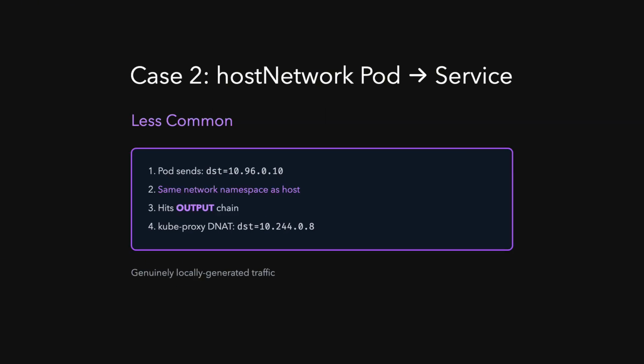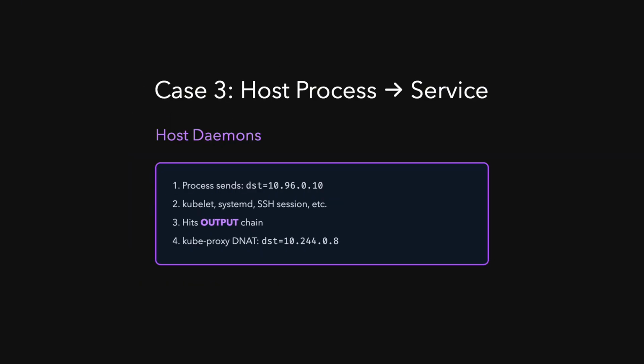The second case is less common. It is pods with hostNetwork true. They share the host's network namespace. So the packets from these pods hit the output chain because they are locally generated, because they have the same namespace as the host. And the third case is actual host processes, processes running directly on the host. For example, it can be kubelet, system daemons, or SSH sessions. And they also hit the output chain because they are locally generated.